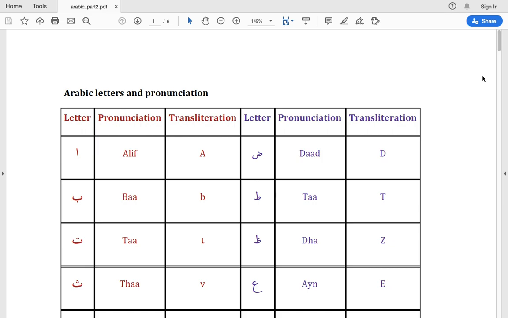Alright, so we're going to go ahead and do the pronunciation again, and this table is available online. The link is provided below. I will be repeating the alphabet 3 times so you can get a better idea of how it is pronounced.